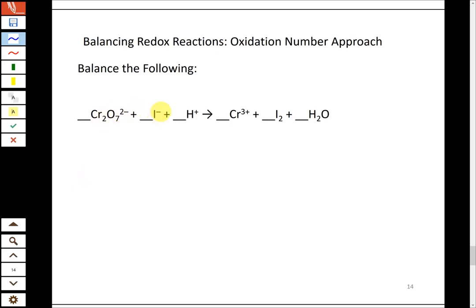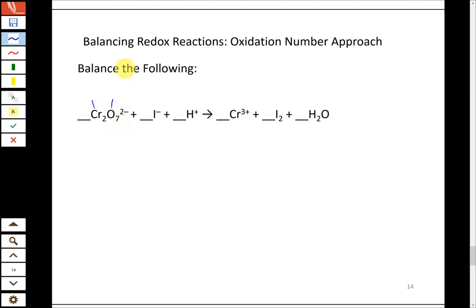Dichromate plus I minus plus H plus going to chromium 3 plus, iodine, and water. So again, an element is involved, I2, so that identifies this easily as a redox reaction if we weren't sure about that. But to balance it, we have to assign all the oxidation numbers. So dichromate is another tough one. It doesn't get much tougher than this.